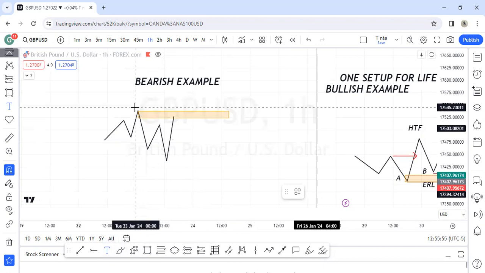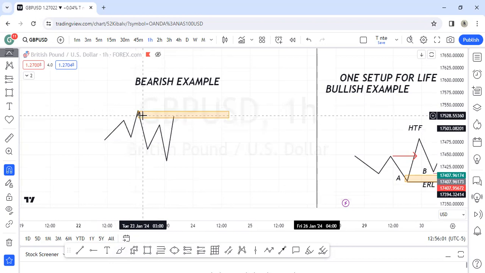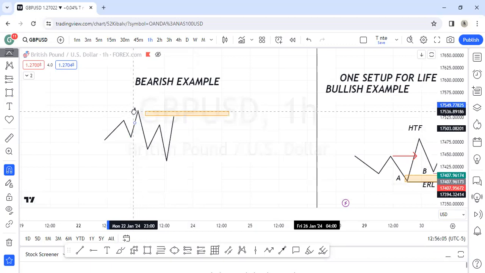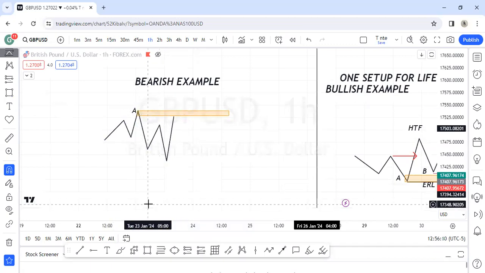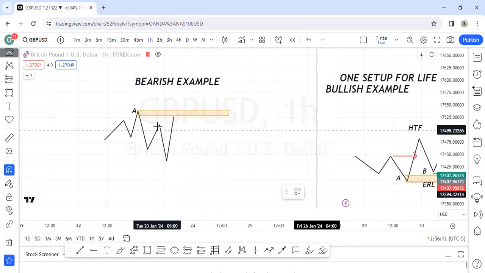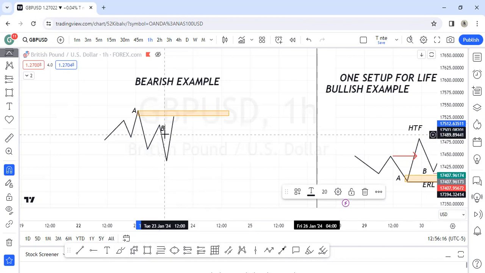We have our A leg there. Sorry, let me just take it out. So we have our A leg at that point, right? Still the same thing. We have our B leg, which is our internal liquidity. So B leg is always what? Internal liquidity. B leg is always internal liquidity.